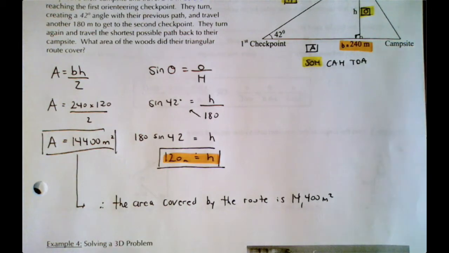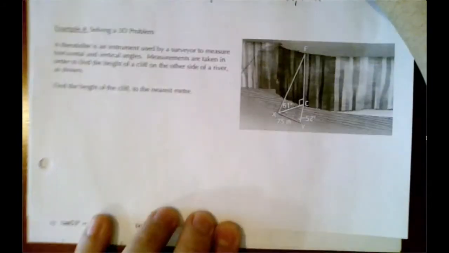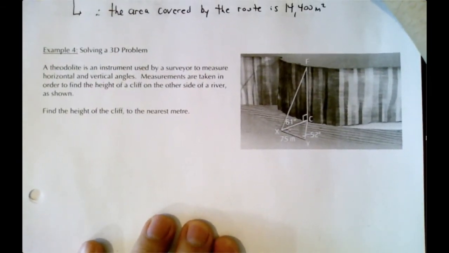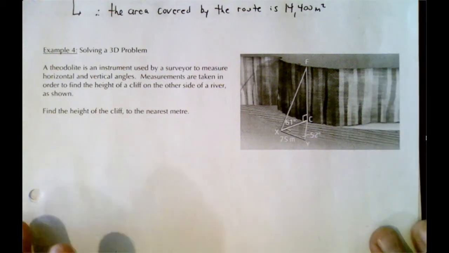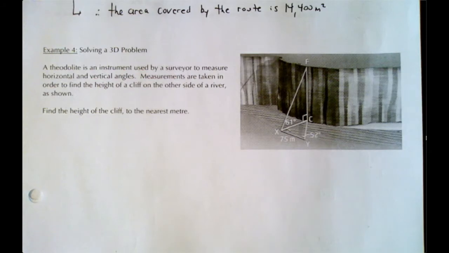All right, one last question. We've got a 3D problem. A theodolite is an instrument used by a surveyor to measure horizontal and vertical angles. Measurements are taken in order to find the height of a cliff on the other side of a river, as shown. Find the height of the cliff to the nearest meter.